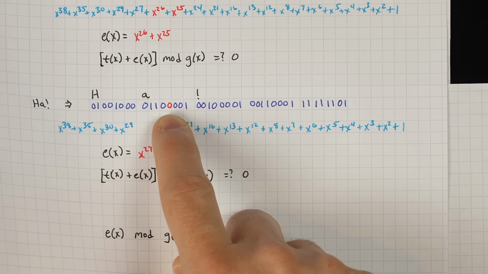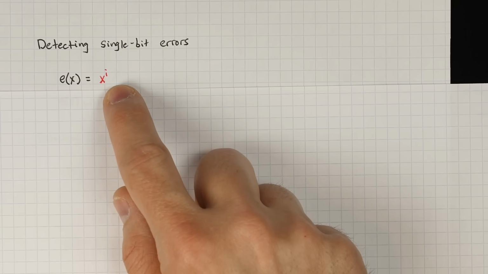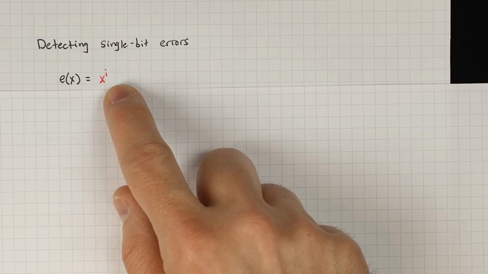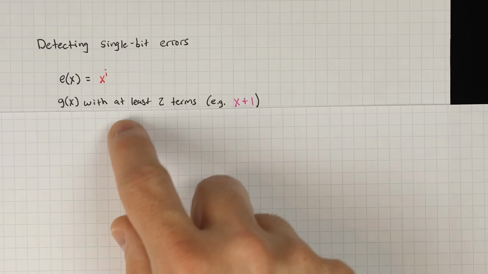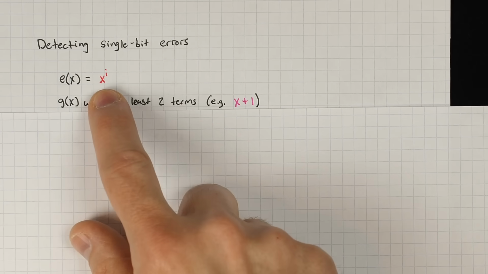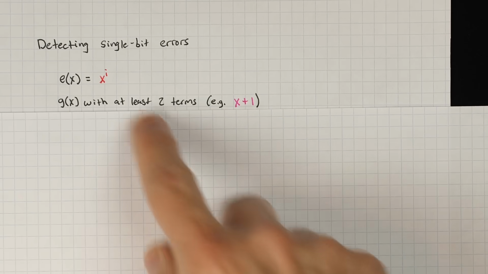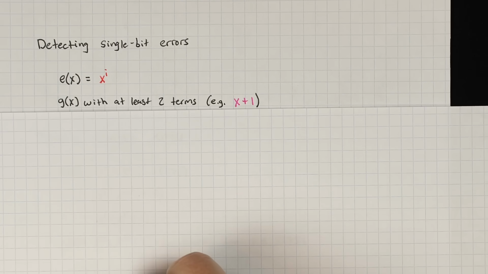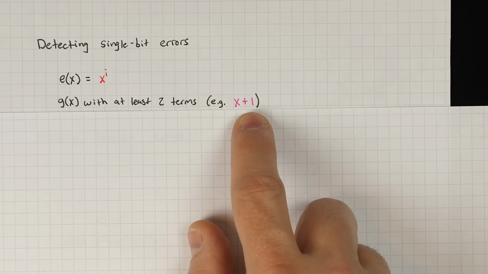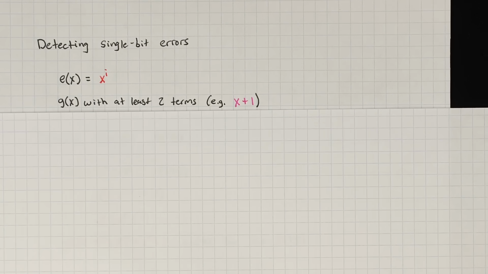Well, if we want to detect any 1-bit error, then it's x to the I, where I could be anything. So in order to detect this, we need to come up with a polynomial that is not a multiple of x to the I, that wouldn't divide into x to the I. Well, that's easy. Any generator polynomial with at least 2 terms won't divide into x to the I. So x plus 1 is the simplest example. Doesn't matter what I is, x plus 1 is not going to divide into it. So if we use this as our generator polynomial, we're guaranteed to detect any single-bit errors.